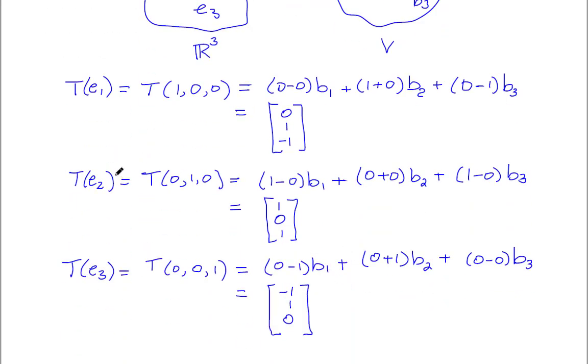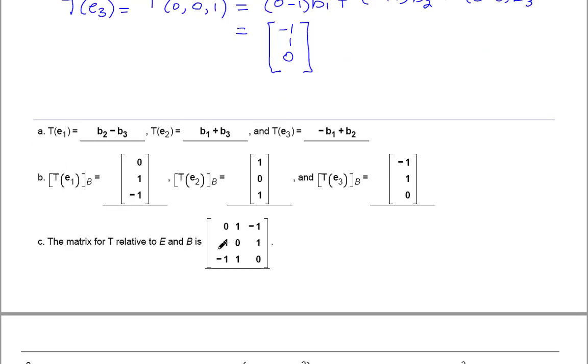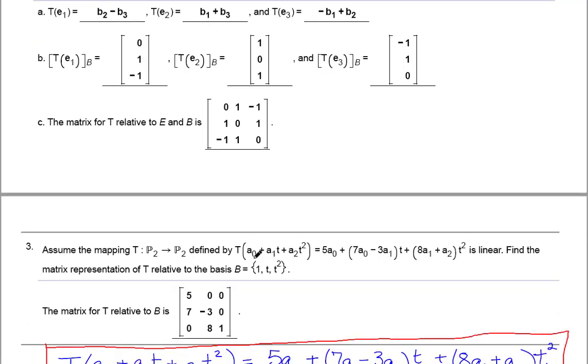And so I repeat that process for T of e3, putting in e3, 0, 0, 1, tracing through what it does, looking to see what it does, and then that gives me my particular matrix of T relative to E and B.